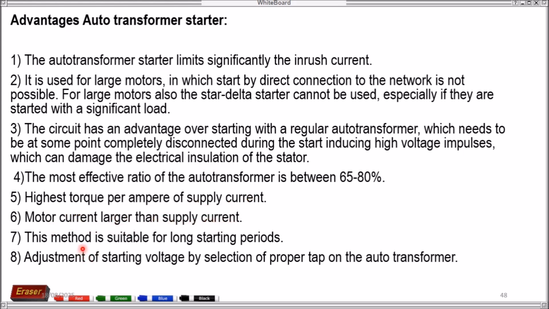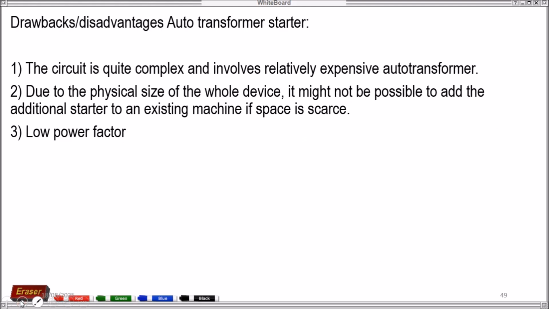Then this method is suited for long starting periods, and the adjustment of the starting voltage by selection of the proper tap of the auto transformer. So madali natin i-change yung ating starting voltage by just changing also the tapping of our auto transformer.